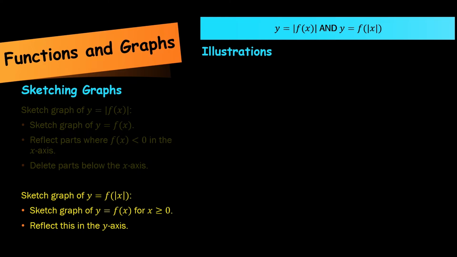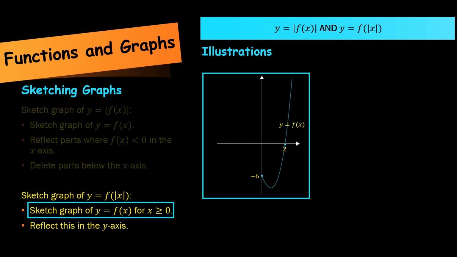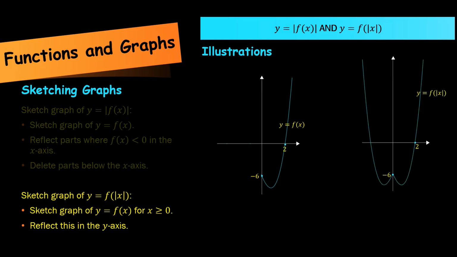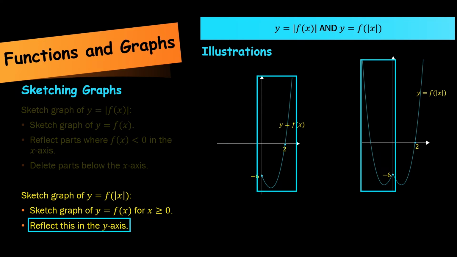And now for y equals f of mod x. Here's our graph of y equals f of x. Begin by sketching the graph only of y equals f of x for x greater than or equal to 0, as shown here. And then reflect this in the y-axis, as shown here.